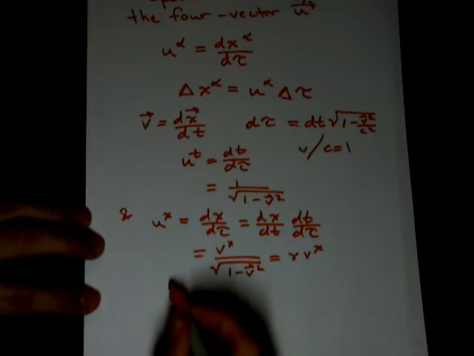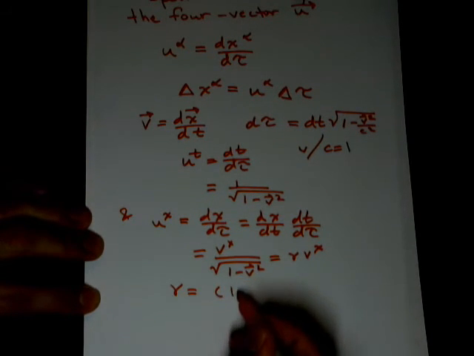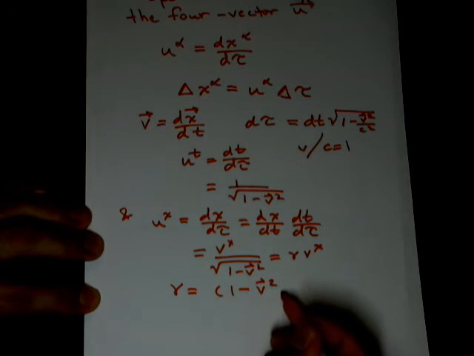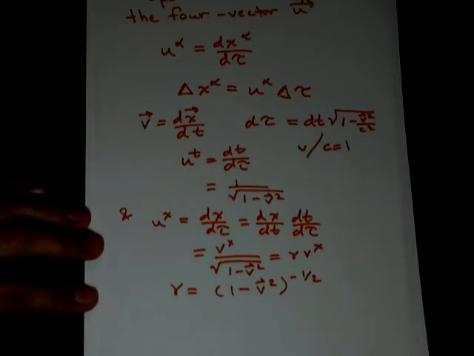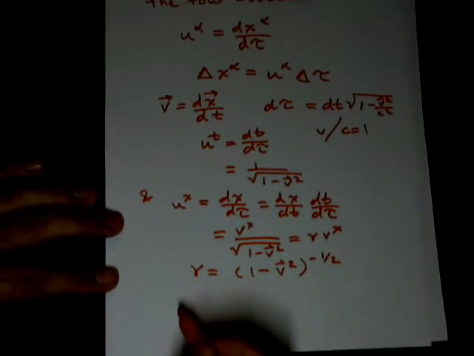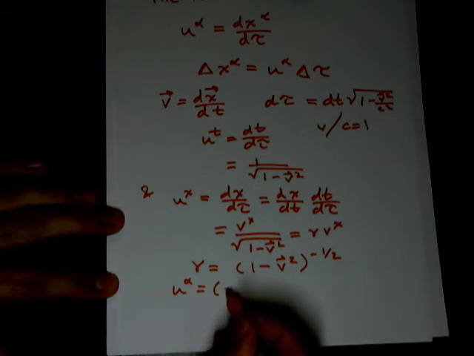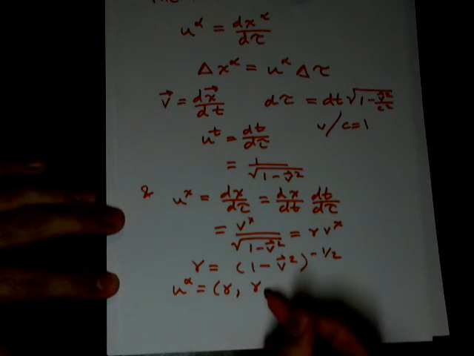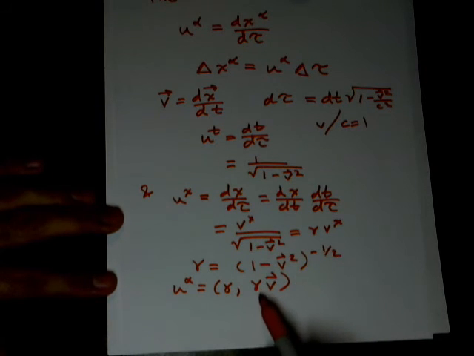And recall, from here, that gamma equals 1 minus v squared to the minus 1/2. And writing our components, we get gamma, which is the time component of our 4 velocity, and gamma times the components of our velocity, which are the spatial coordinates.